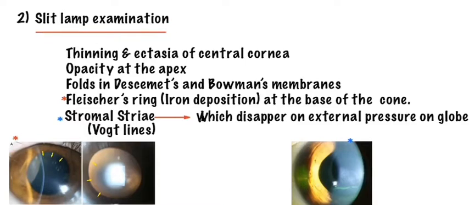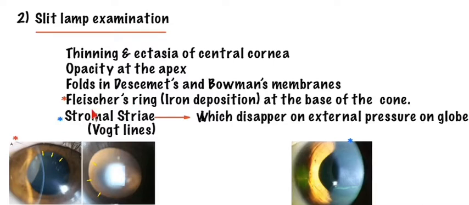In slit lamp examination, you can see many things. The first thing will be thinning and ectasia of the central cornea. The main hallmark feature of keratoconus is thinning and ectasia, that is, distortion and thinning of the central cornea. You can see that in the slit lamp examination. Then there is opacity at the apex, which an ophthalmologist can easily see. Also, you can see folds in Descemet's and Bowman's membranes, which are layers of the cornea.